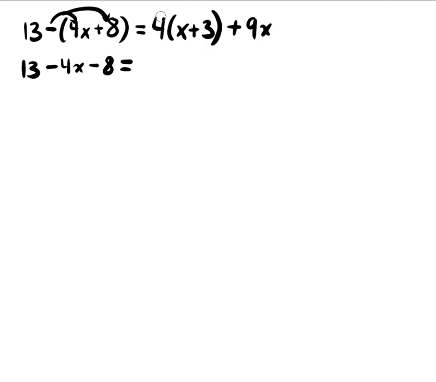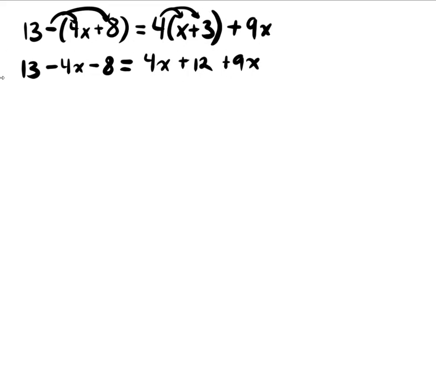And I could actually take and distribute this 4 as well. I'm just going to do it all in this step here. You could actually split it into multiple steps if you want, but I'm just going to do it. It's on the different side anyway. And I got 4x plus 12 plus 9x. Once again, I got the 4 times x is 4x. 4 times 3 is 12, which is how I got that.